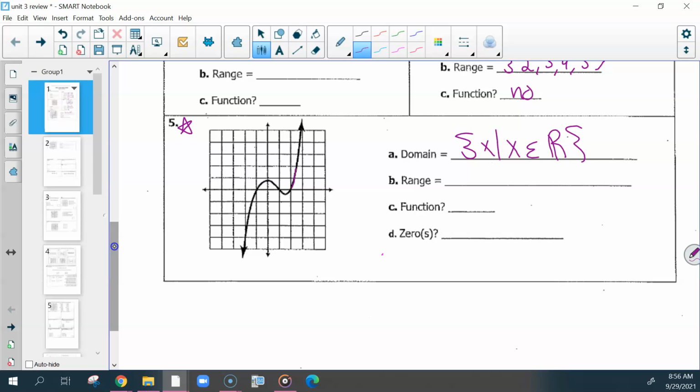For our range, what would our range be? So it keeps going down, it keeps going up. Is this a function? Yes. I could draw in vertical lines, even though this looks like it might touch in more than one place, it doesn't actually, because it keeps going slightly left and slightly right. Move on to the next page.